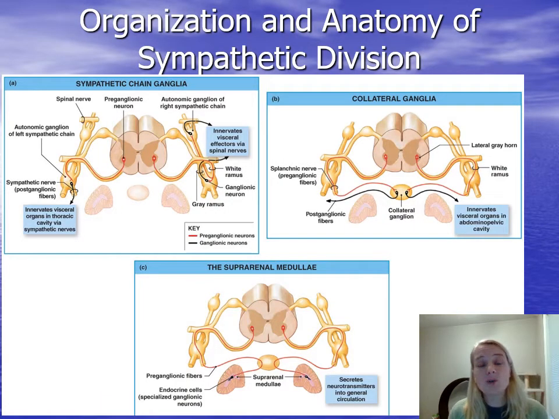So what we're going to do now is look at the various pathways, the roadways, if you will, however you want to think about it, the potential ways that these pre and postganglionic neurons go from that lateral gray horn to their ultimate destination. Okay, so we did a little bit of this back in chapter 13 with the distribution of motor neurons. So if you want to go back and reflect on that, you can.